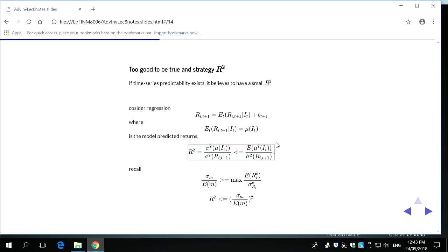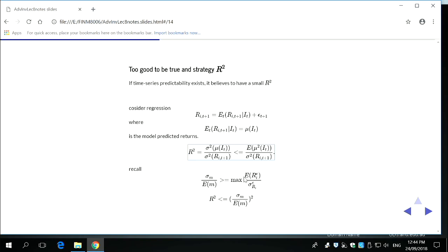Now you recall the expected return over standard deviation is just the Sharpe ratio. But the Sharpe ratio should be bounded. We have this volatility bound. What's the bound of the Sharpe ratio? The highest Sharpe ratio should be σ_m over expected m, where m is the SDF. That's from the volatility ratio we had for the SDF before.